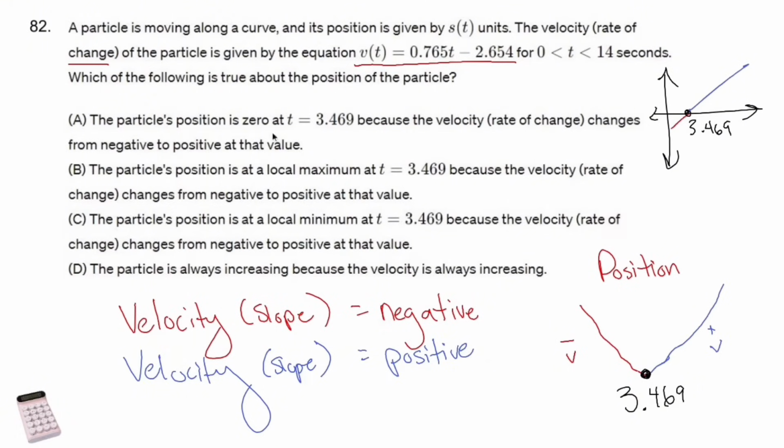So the particle's position is 0 at 3.469. No, that's not true. The particle's position is at a local maximum at 3.469. Nope. The particle's position is at a local minimum at 3.469 because the velocity, also known as the rate of change, changes from negative to positive at that value. That's my guy. The particle is always increasing because the velocity is always increasing. No. The velocity always increasing has nothing to do with where your position is. It just means you're speeding up. And if you're going down a hill, you're probably going to speed up at some point.